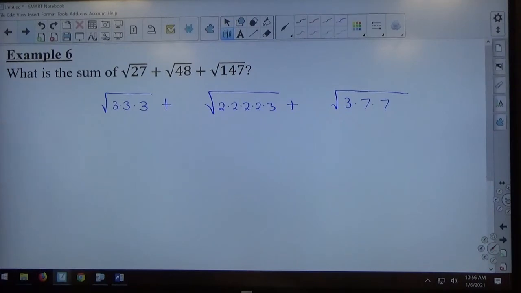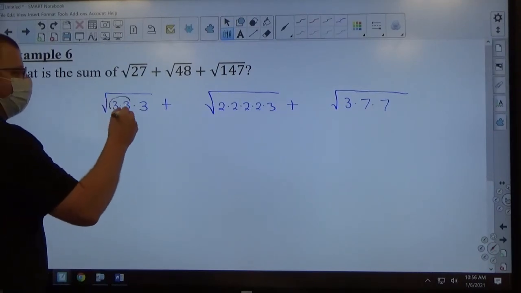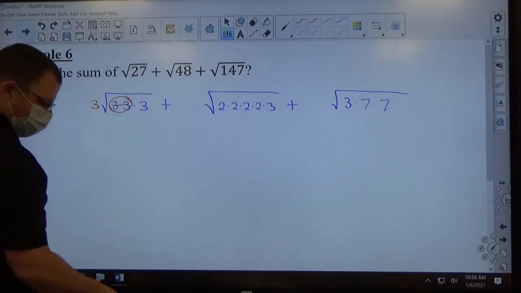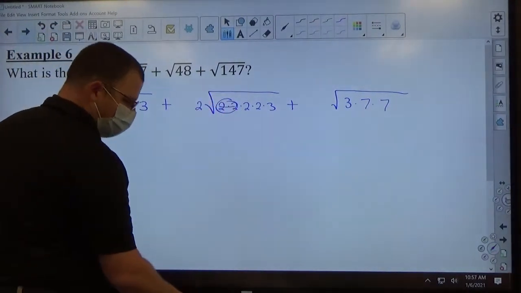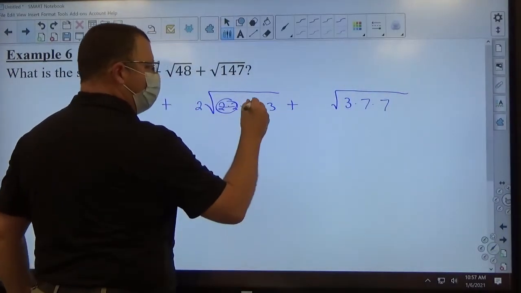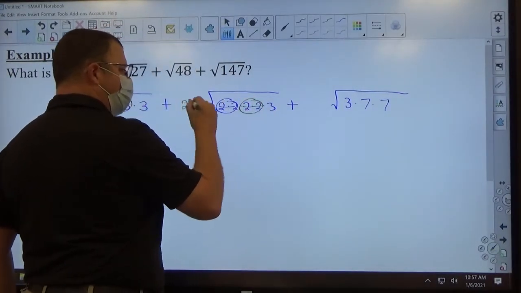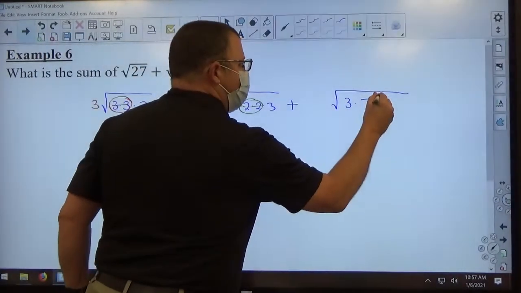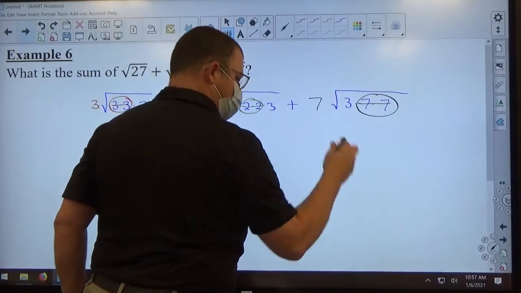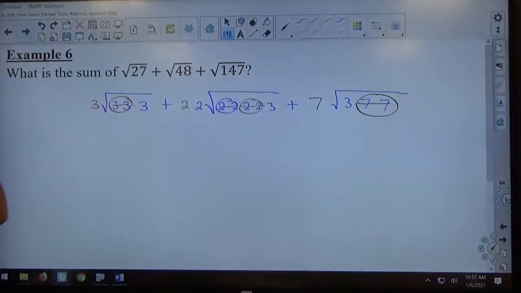Each of these is a square root, so a square root requires a pair of factors to pull one out. So a pair of 3's in, 1, 3 comes out. A pair of 2's in, 1, 2 comes out. A second pair of 2's in, so a second 2 comes out. Everything that comes out is going to multiply together. Here a pair of 7's in, 1, 7 gets to come out. In each case, since it's an understood root of 2, we're going to pull out pairs.